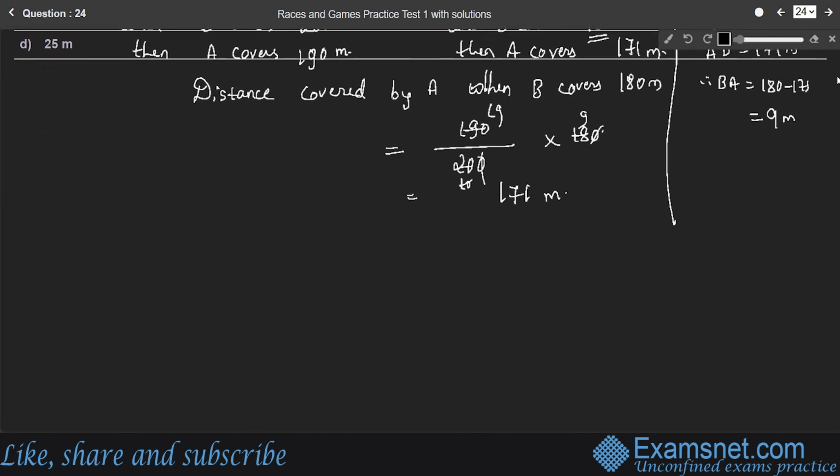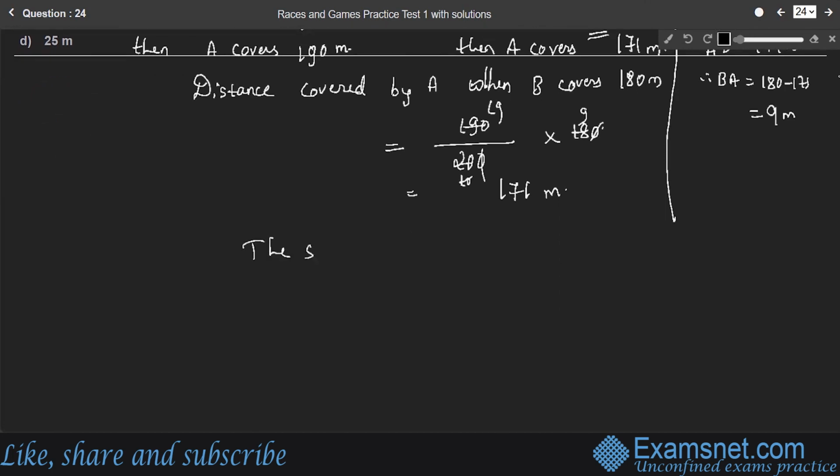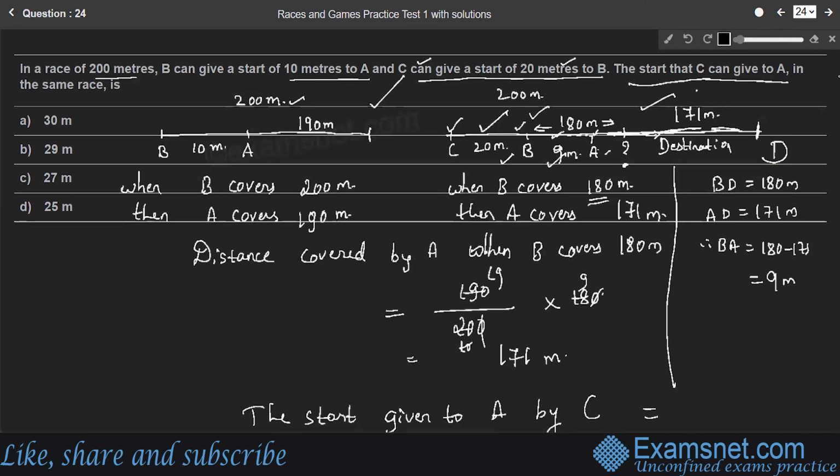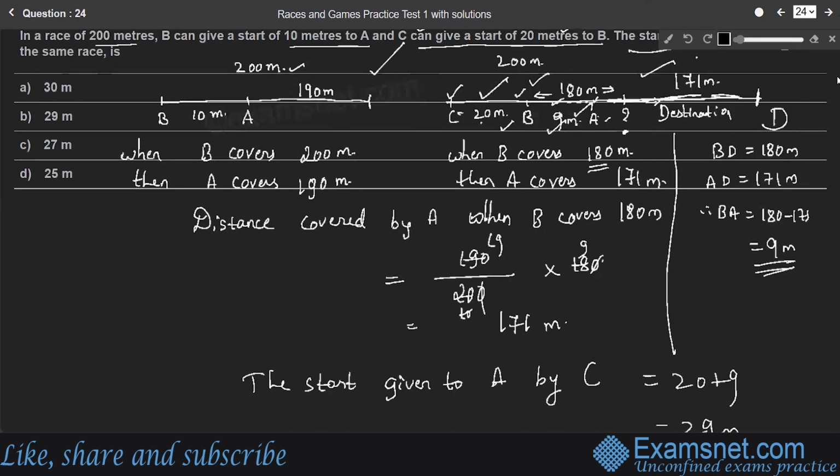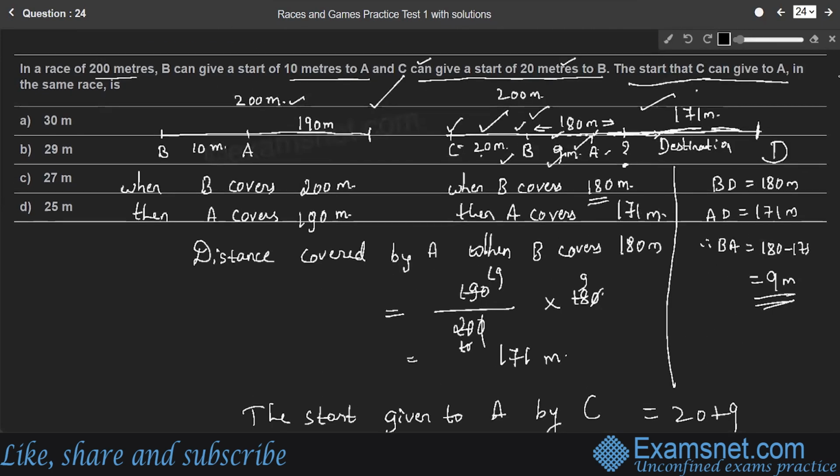Therefore, we will write the start given to A by C, not by B. So by B the start was 9 meter. B to C distance was 20 meter. Totally it is 20 plus 9, which is 29. 29 meter of start was given to A by C. Therefore, option B is the right answer.